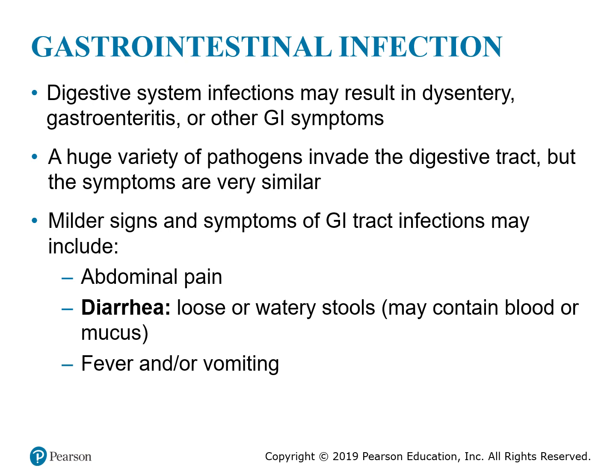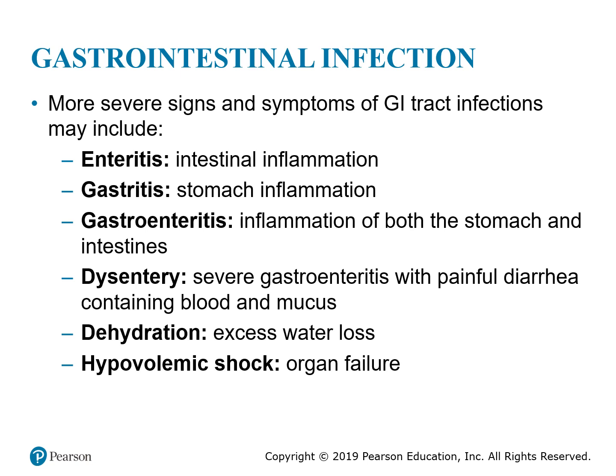Gastrointestinal infections of the digestive system can result in things like dysentery, gastroenteritis, and other various GI symptoms. A huge variety of pathogens can invade the digestive tract, but the symptoms are usually very similar. The milder signs and symptoms of infection include abdominal pain, diarrhea, fever, and vomiting. Some of the more severe symptoms of a GI infection include enteritis, gastritis, gastroenteritis, dysentery, dehydration, or even hypovolemic shock, which can cause organ failure.